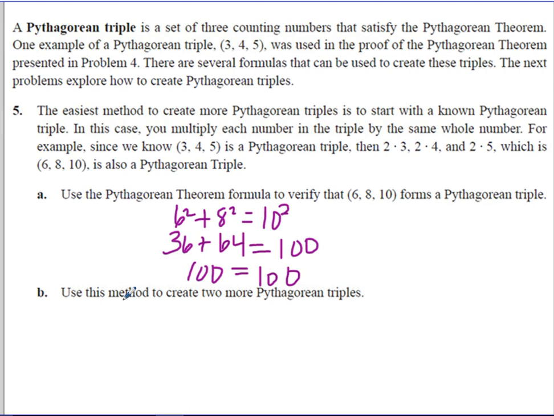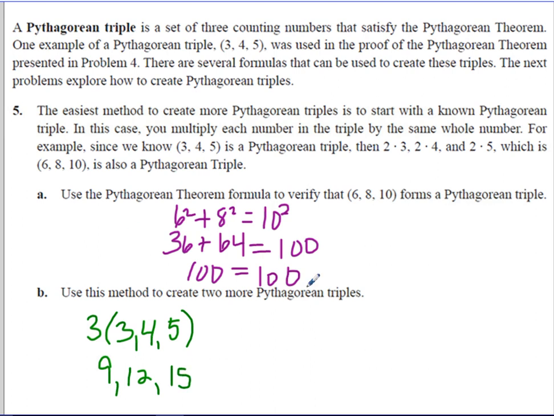So to create two more, well, they doubled it, so let's triple it. And so let's multiply 3 times our 3, 4, 5. Or I'm sorry, I said 2, I meant 3, 4, 5. Which would give us 9, 12, 15.